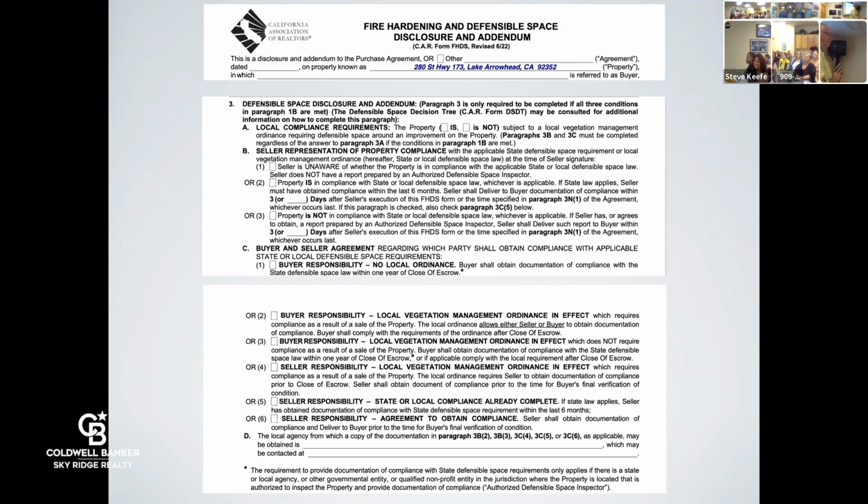Yes. Is there? Yes. Okay, so every seller would check the first part of it, because the property is located in that area. And we move to paragraph B, and there are several options there. The first is that the seller is unaware that the property is in compliance with the applicable state or local defensible space law. Seller does not have a report prepared by an authorized defensible space inspector. So if they don't have any knowledge whether or not it is compliant or not, they would check that box, right?